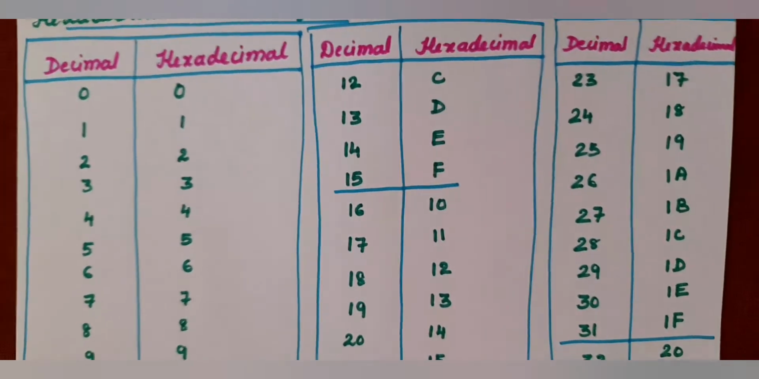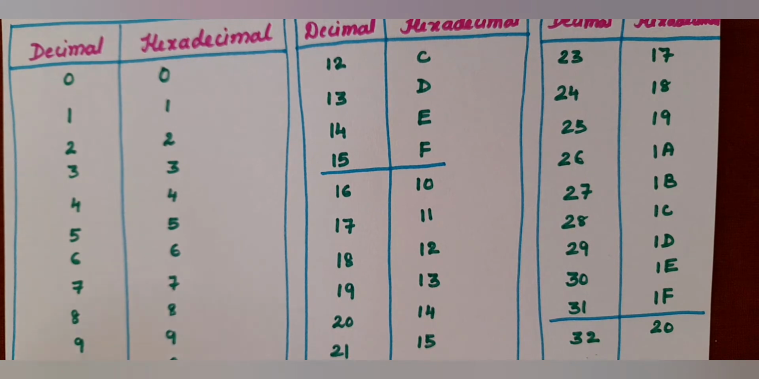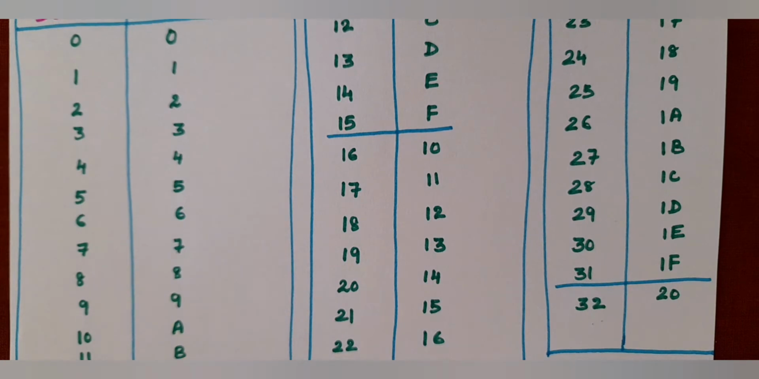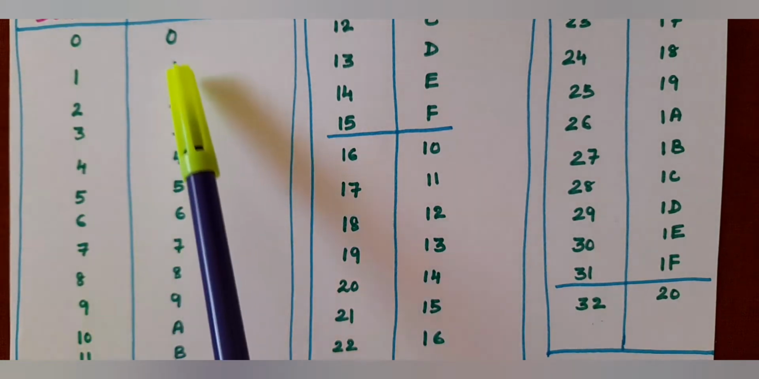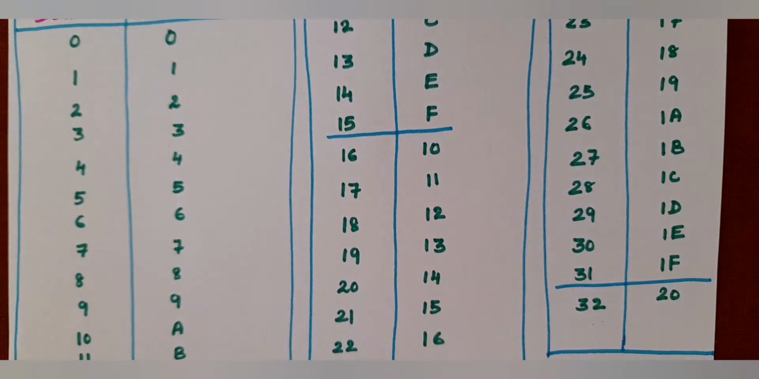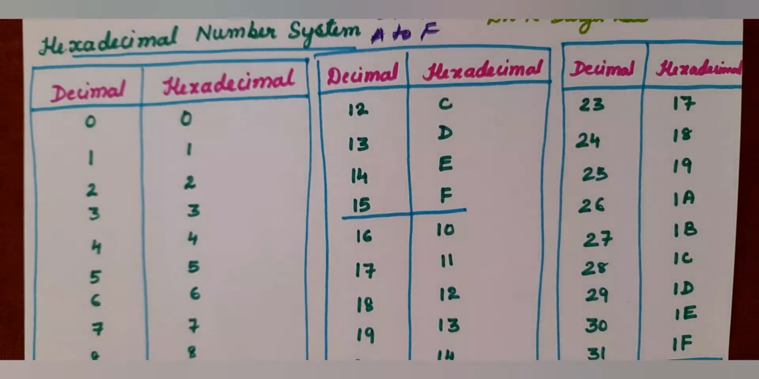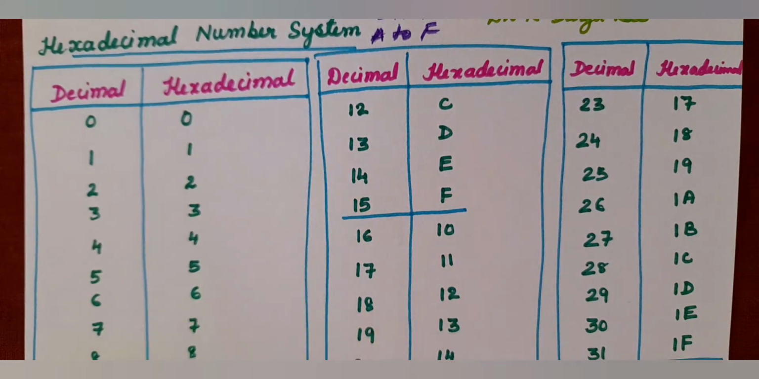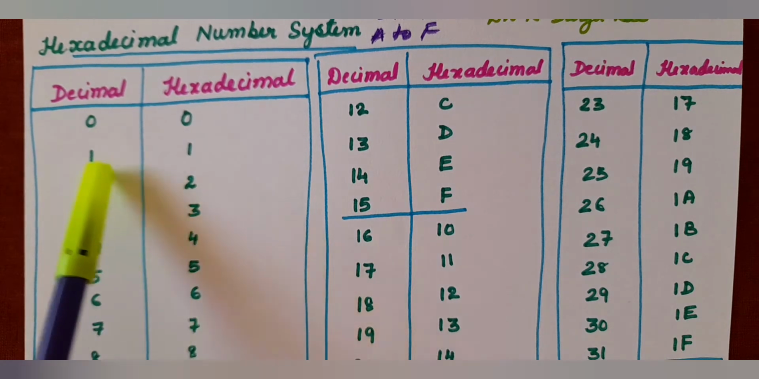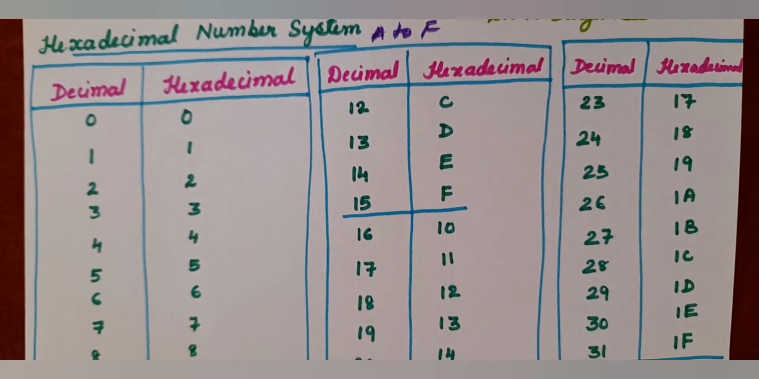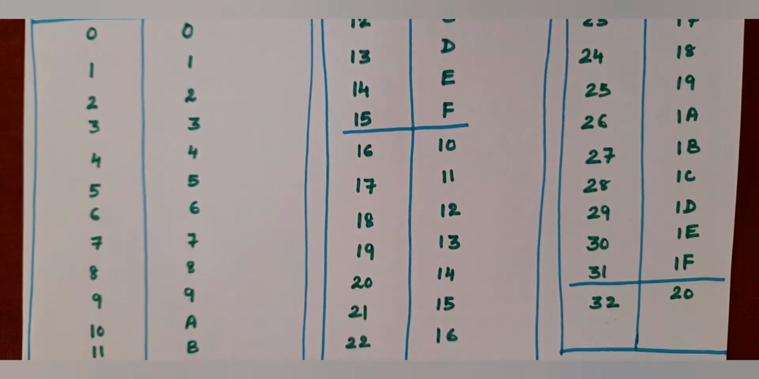Suppose your decimal numbers are 0 to 10, 11, I have written. These are the decimal number system. So, what will be the hexadecimal? First you will write the decimal number system and then the hexadecimal. Till 9 they will be the same. From 0 to 9 you have the same hexadecimal. For decimal 9, hexadecimal is also 9.